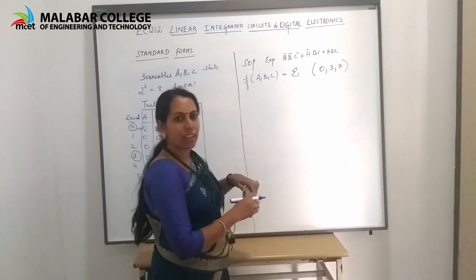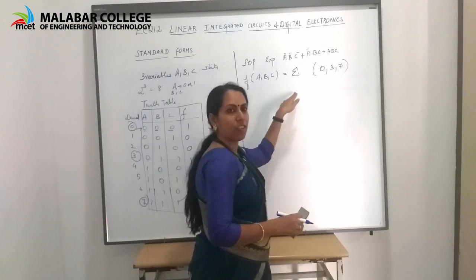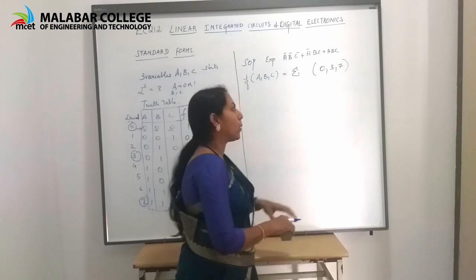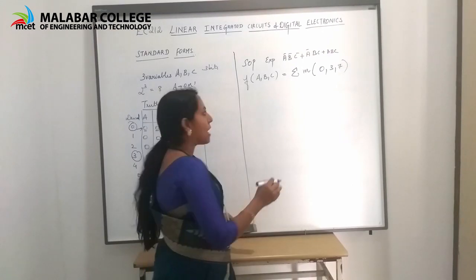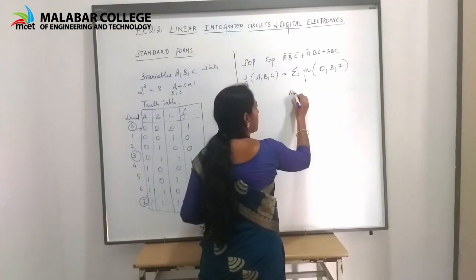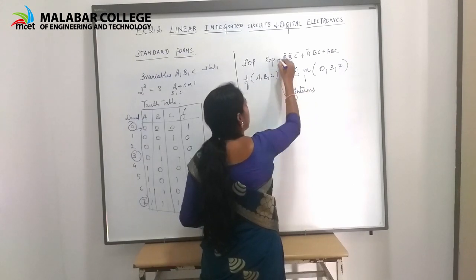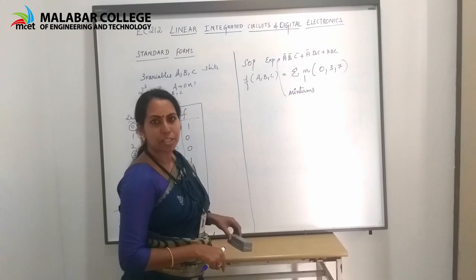So the function of A, B, C equals summation. If you write summation, that means we have to find the minterms of this particular value. For minterms we write small m. Small m means minterms. Each term is called a minterm of the function.